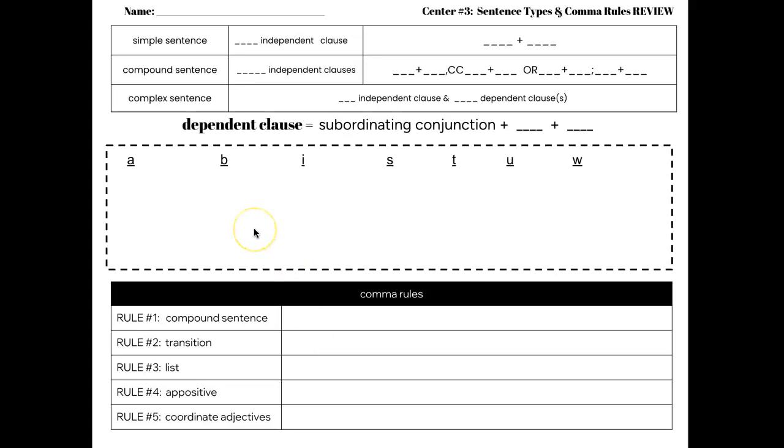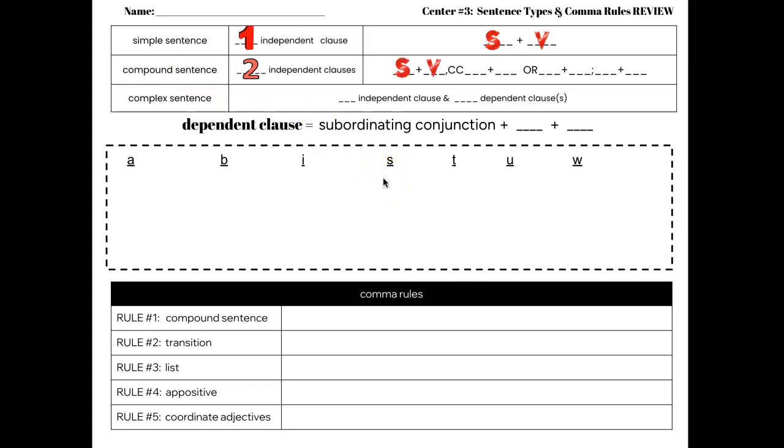A simple sentence has one independent clause, and an independent clause has a subject and a verb. When we put two of those independent clauses together, we can get a compound sentence. So think of like a compound word or a compound in science, two of something.